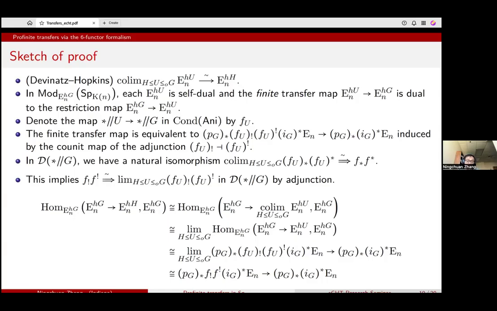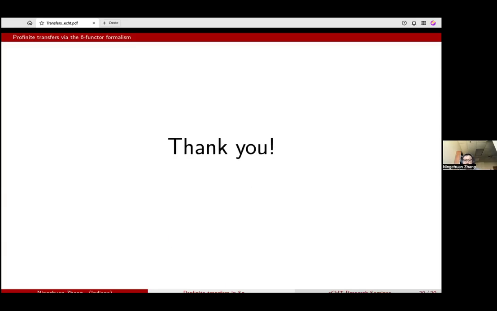The first is a homotopy definition as a dual restriction. The second definition uses the six functor formalism of Heyer and Mann on the smooth representations of p-adic Lie groups. And I think I'm out of time, so let me just stop here.